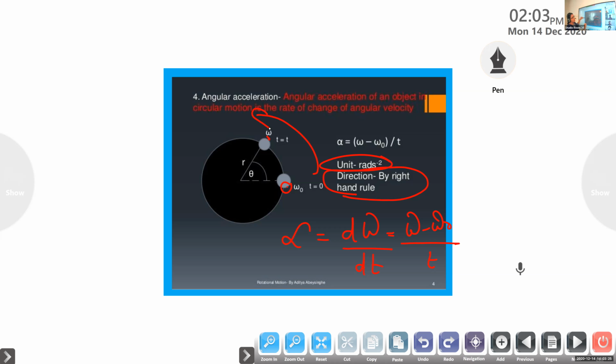The motion is in terms of the curled fingers and the quantity, acceleration, is represented by the thumb. In torque, torque was represented by the thumb and the other two quantities by the fingers. In this case, acceleration is represented by the thumb and the other two quantities, change in velocity and change in time, by the curled fingers. That is the only difference.